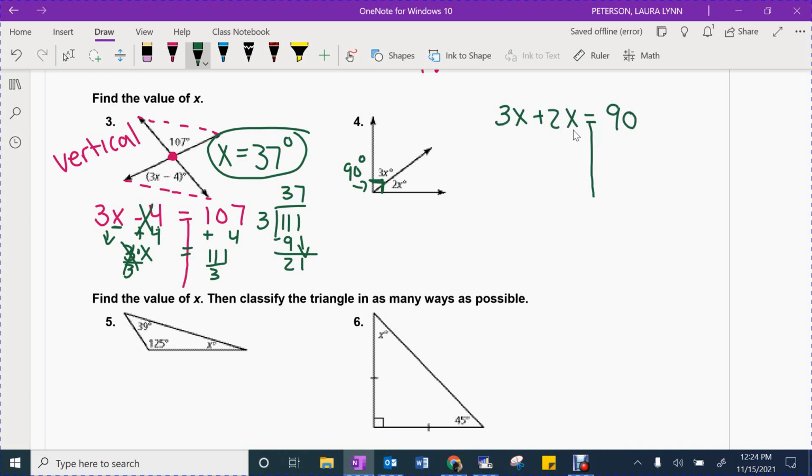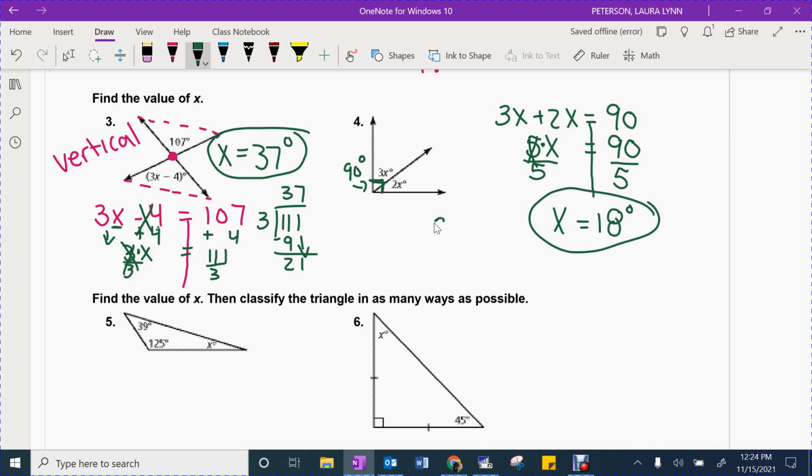Well, here I can add like terms, or add things that are the same, which is 3x plus 2x, and that gives me 5x equals 90. To get x by itself, you can undo that secret multiplication with division. So I'm undoing times 5 with dividing by 5, and this tells me x equals 18 degrees.